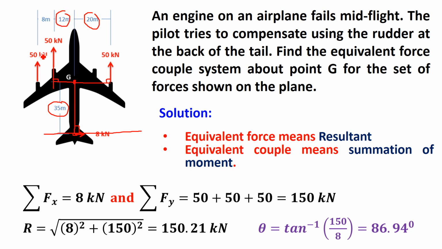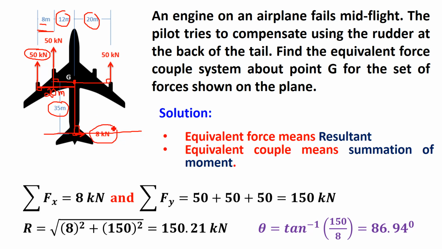And the next 50 kilonewton force. We are measuring distance from point G, please note, not 8 meter. From point G its perpendicular distance is 8 meter plus 12 meter, which is 20 meter. We take the perpendicular distance between point G and the point where that force is acting, so don't take only 8 meter. 8 meter is only this distance. The total distance from point G is 20 meter.